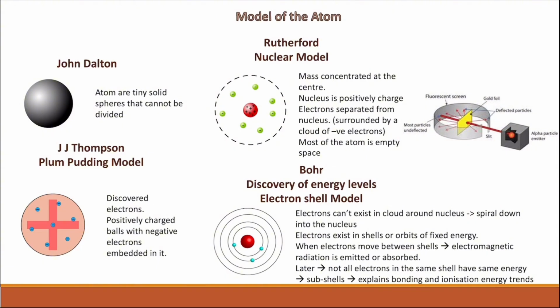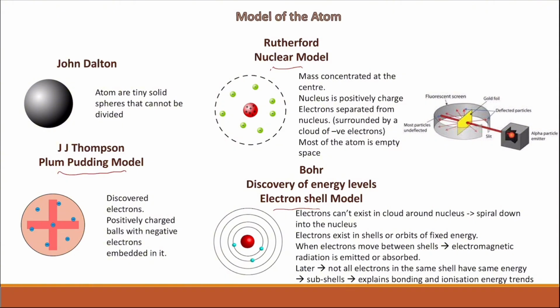The model of the atom may come up in the exam from year to year. It's not in every single exam. What you need to know is the comparison between the three models: the Plum-Pudding model by J.J. Thomson, the nuclear model by Rutherford, and the Bohr model, the electron shell model. With the Plum-Pudding model, J.J. Thomson discovered the electrons, and he described the atom as a positively charged ball with negative electrons embedded in it.